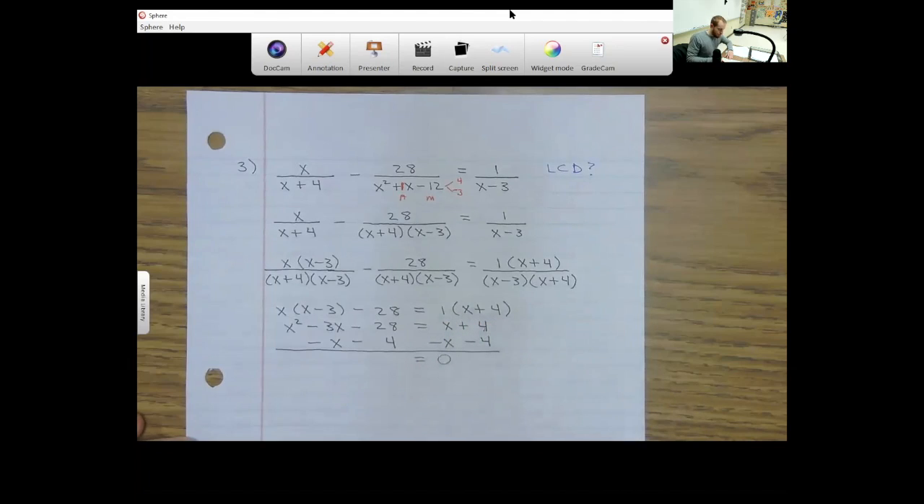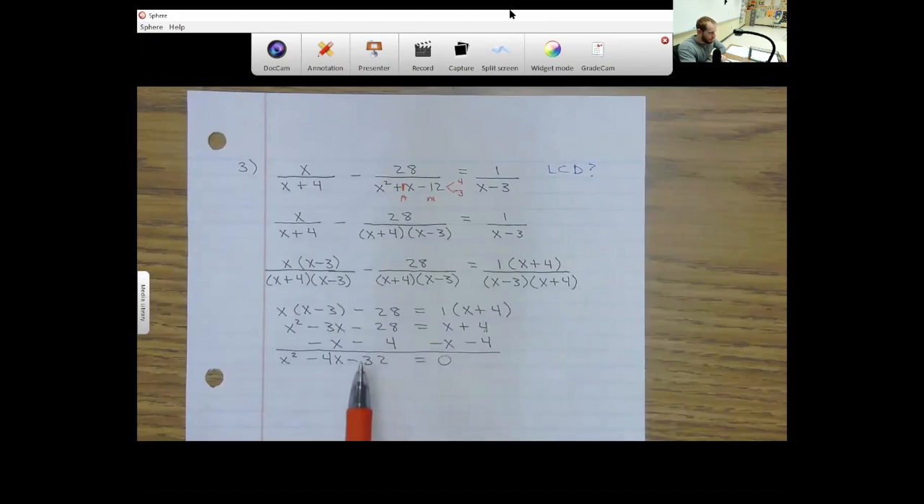Now everything is going to show up on the left side. So the x squared is going to come down. It doesn't combine with any x squared terms, right? I'm going to get minus 4x minus 32. Okay, so do you see the quadratic equation that I've just made? Can we factor the left side? Go ahead and try that.